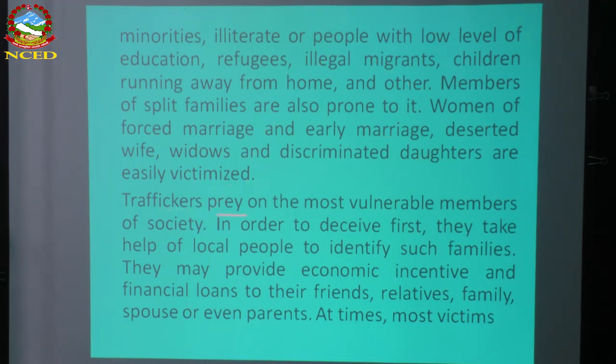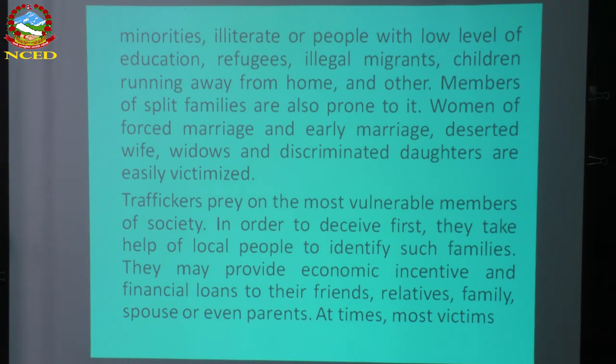In order to deceive, first, they take help of local people to identify such families. They may provide economic incentive and financial loans to their friends, relatives, family, spouse, or even parents. Yes, these two sentences are the correct answer for this. But how do you write?